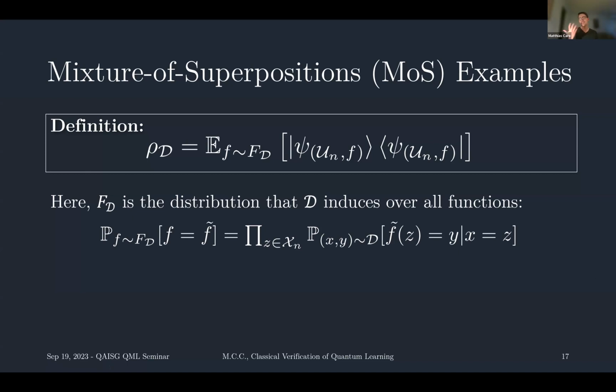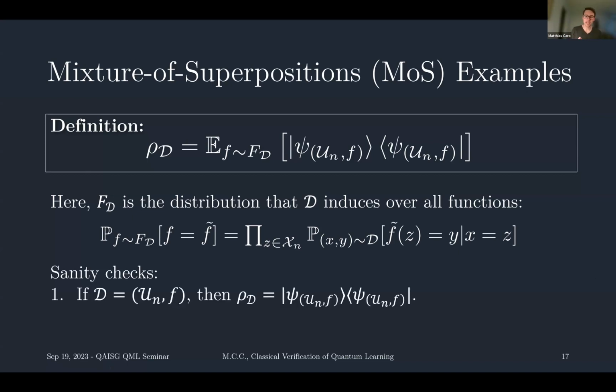And why is this a reasonable notion of quantum data? Let's do two quick sanity checks. The first sanity check is, if we're in this functional agnostic case, where we know that pure superposition examples are good, so where we have a deterministic labeling function, this actually just reduces to the superposition examples we already know. So it reproduces a known quantum example type.